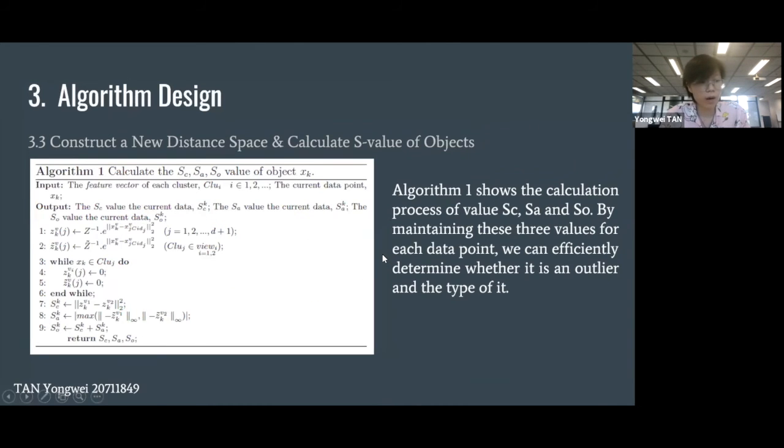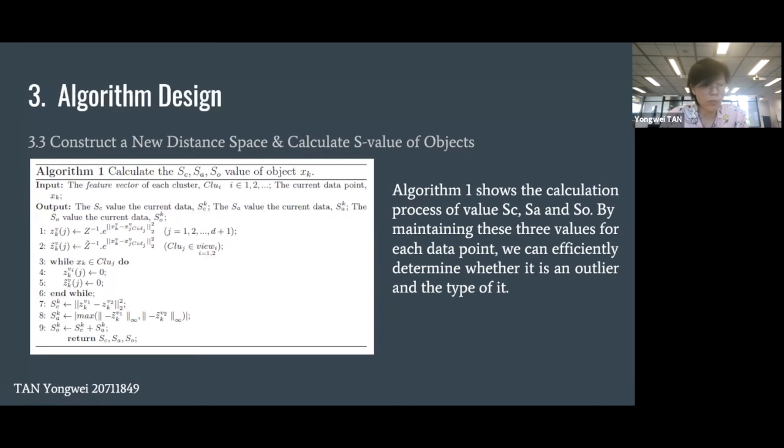Now we will talk about how to detect the class outliers and attribute outliers. We know that a class outlier is an object that is not continuous between the two views. So how to measure the continuity is the key. In our work, we set a value called SC to denote the possibility of a data point being a class outlier.